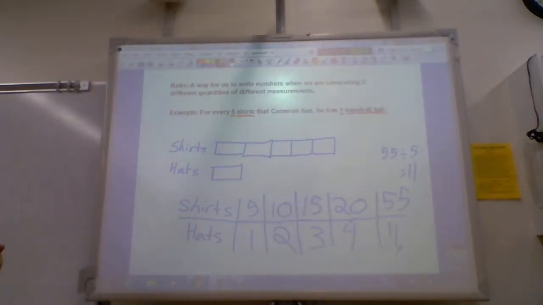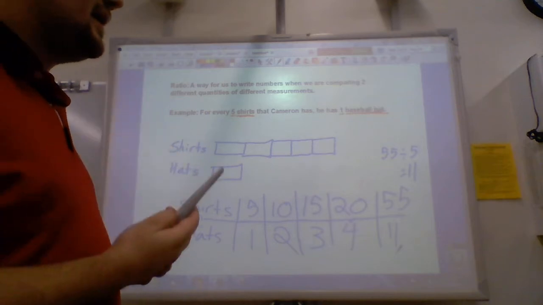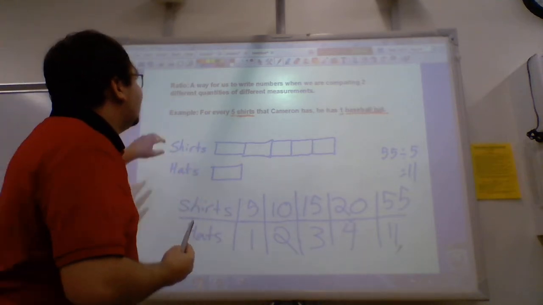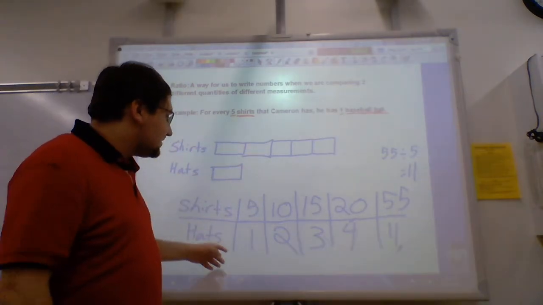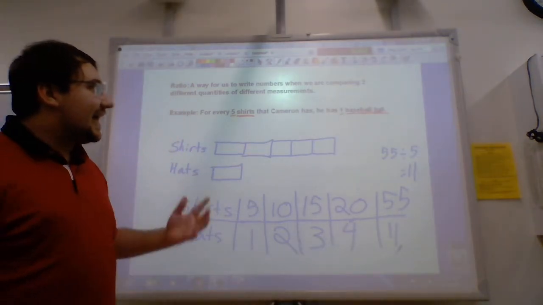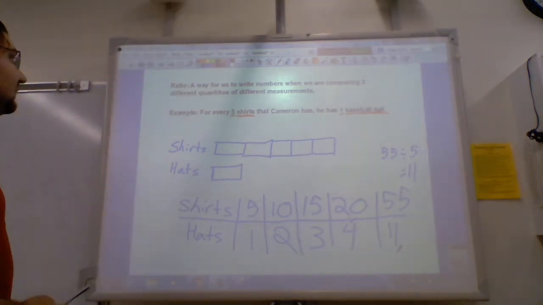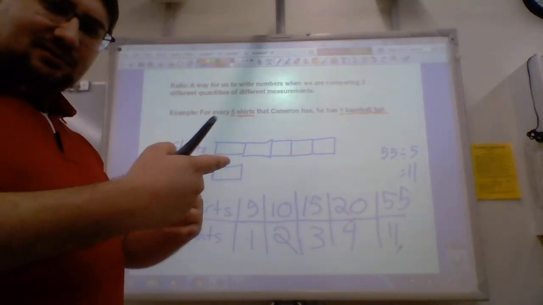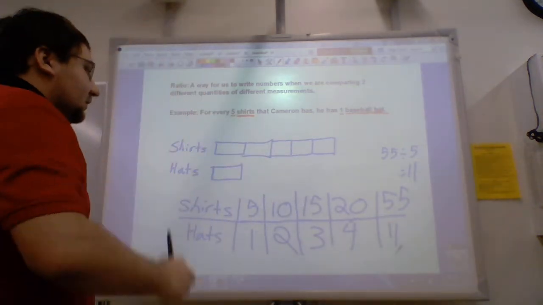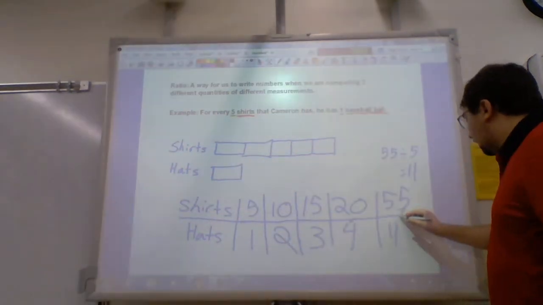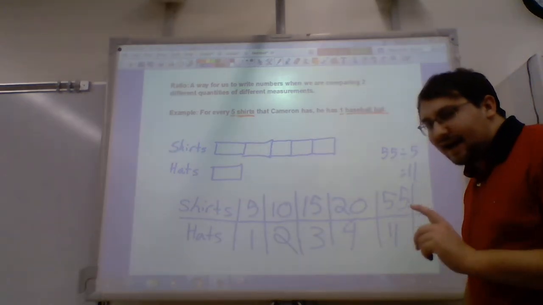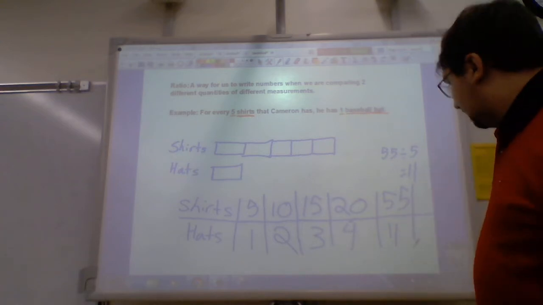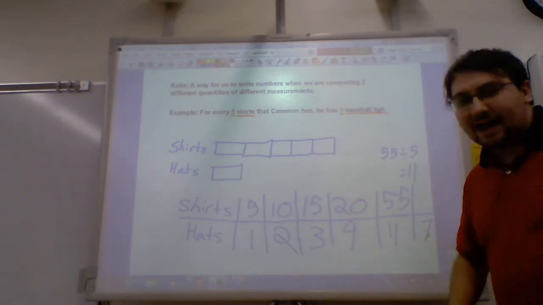This is what ratios are going to help us with. Ratios are going to help us compare 2 different quantities of different measurements. We've been using this ratio to help us find out how many hats he could have if he has a certain number of shirts. But could this help us in the other way as well? Let's see. Let's say I know for a fact, I've counted them. Cameron has exactly 7 hats.